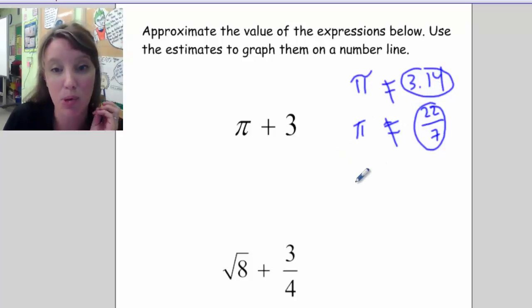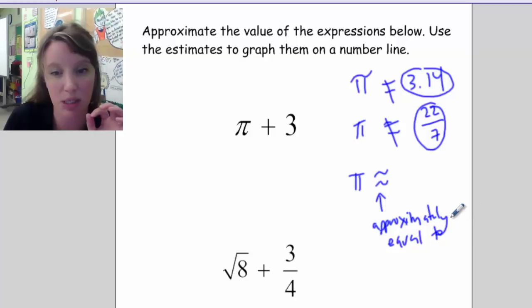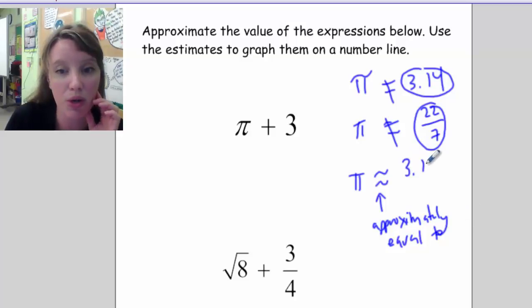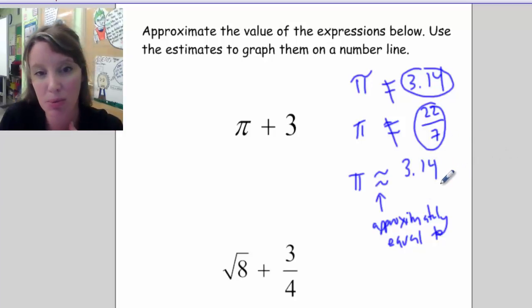Now pi is approximately, now this little symbol here, it looks like an equal sign, but it's wavy. This is approximately equal to. Pi is approximately equal to 3.14. So it's an estimate, okay? And you might want to go out a few other spaces. For our intents and purposes today, 3.14 is going to be enough.